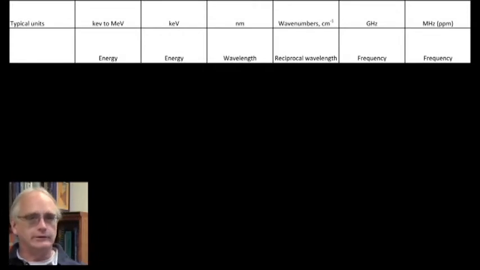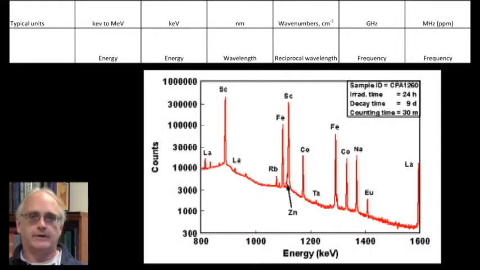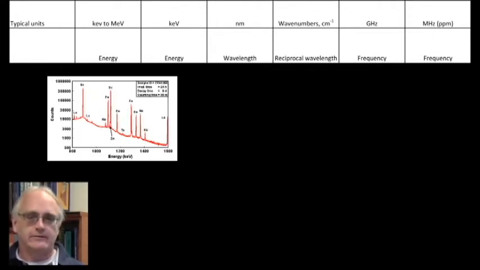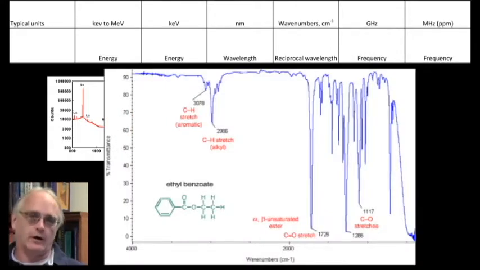There's another way of talking about it, the typical units that spectroscopists who work carefully in each of these areas might use. For example, the X-ray and gamma ray spectroscopists often will talk about their spectra in terms of energy, either kilo or even mega electron volts. The UV-vis spectroscopists and the IR spectroscopists will often use wavelength. We talk about the wavelength of light that causes a transition in UV-vis in nanometers.